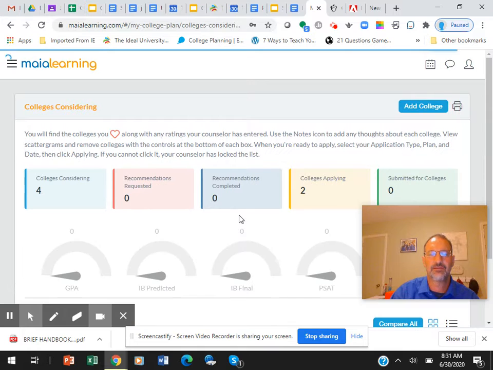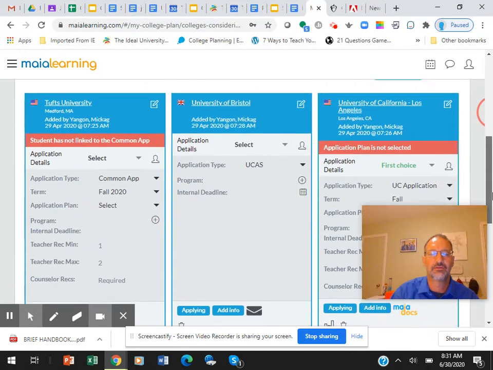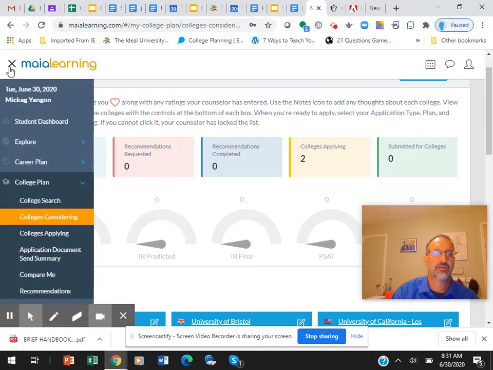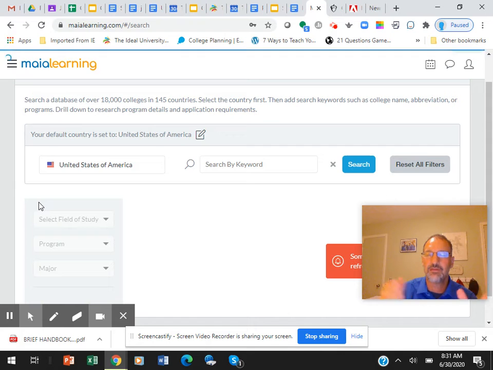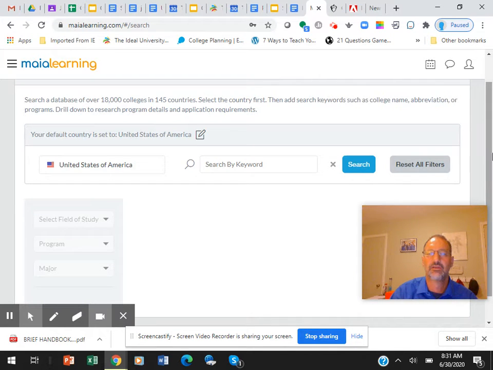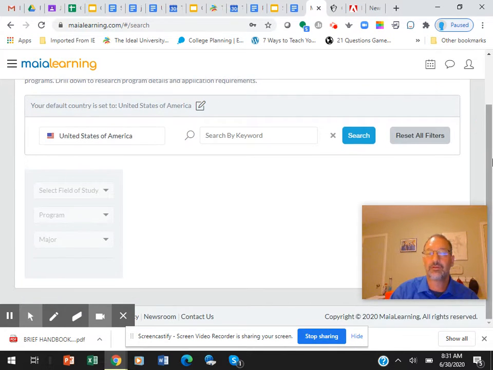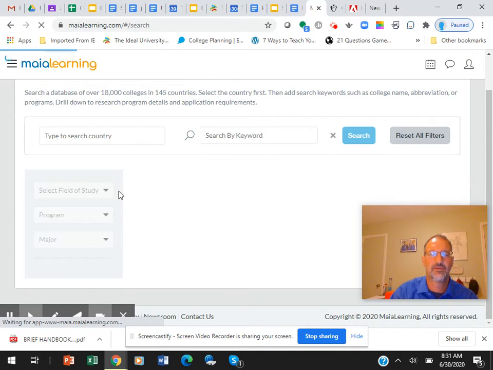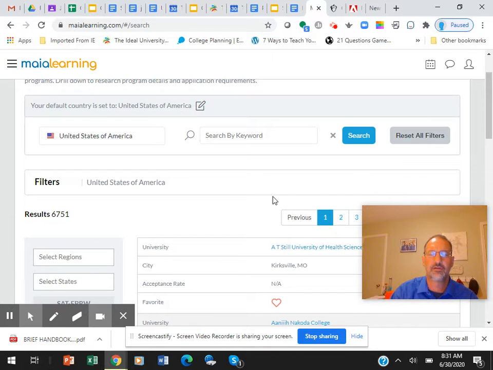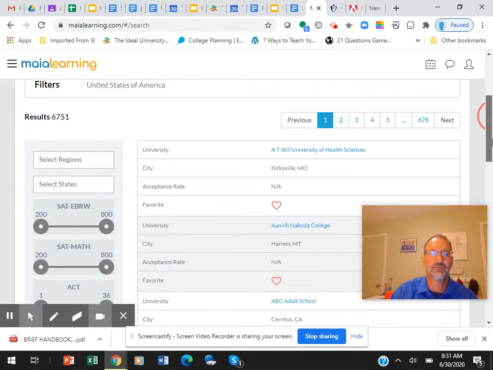And the first page will take you to the colleges you're considering. You want to go to college search. I think your menu is a little bit different than mine. So I'm going to choose United States of America. I'm not going to search by keyword. If you know your field of study, let's see if this comes up. Okay. So you've got 6,751 choices.